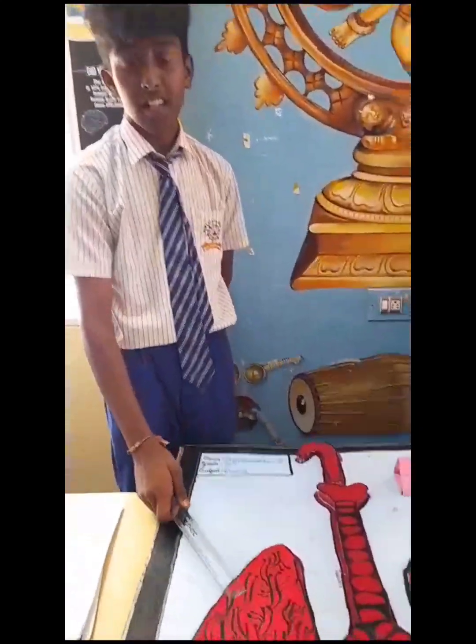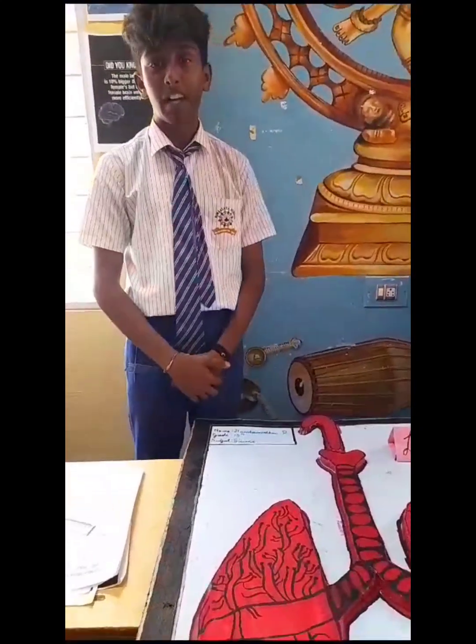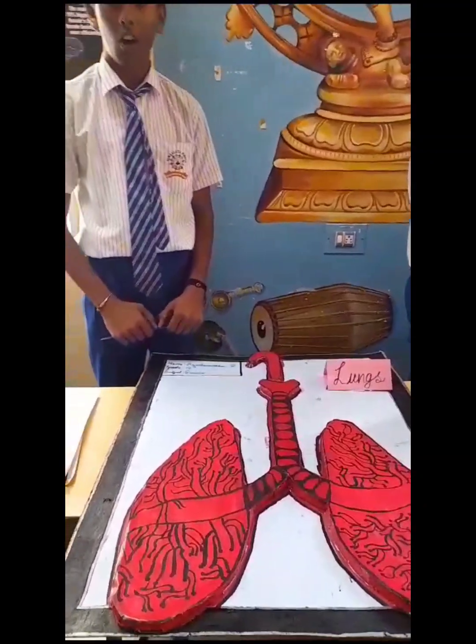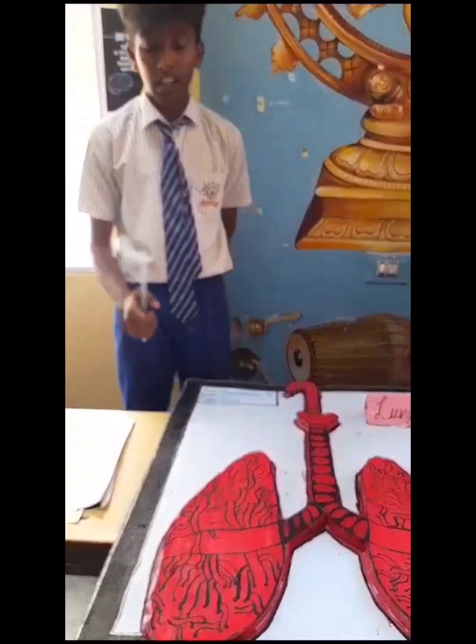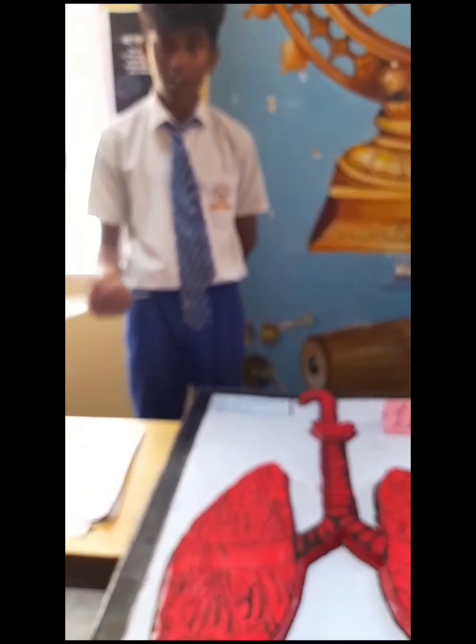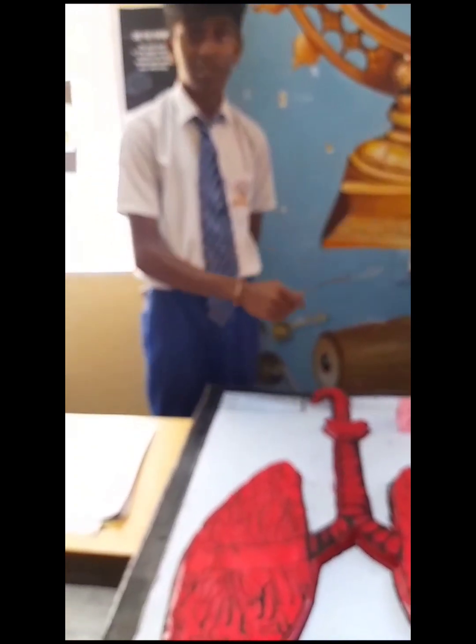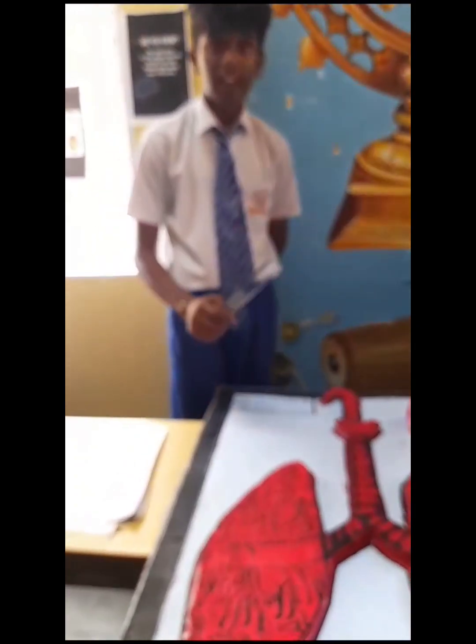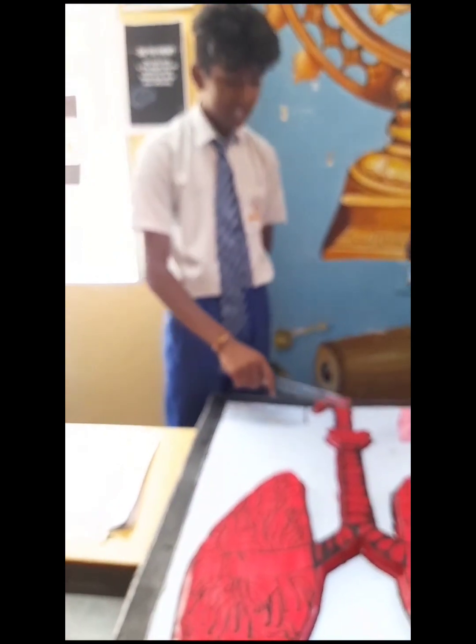Part of the body. Lungs contain two types of blood, deoxygenated blood and oxygenated blood. Lungs convert deoxygenated blood to oxygenated blood. Lungs are divided into three parts: nostrils, larynx, and pharynx.